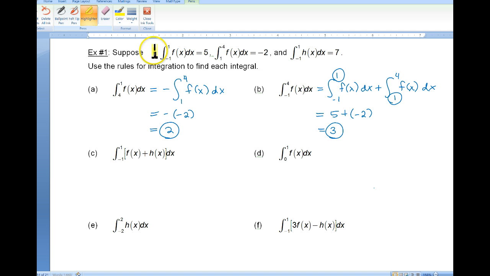I don't really understand where you're getting the 5 from. Look at it up top. From negative 1 to 1 becomes 5. I just don't understand where you get the equation.